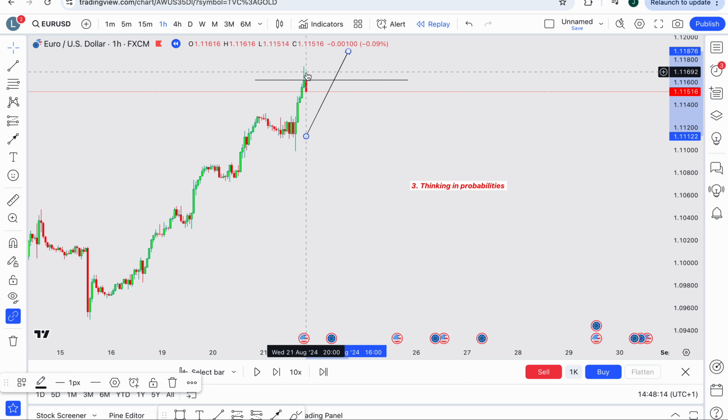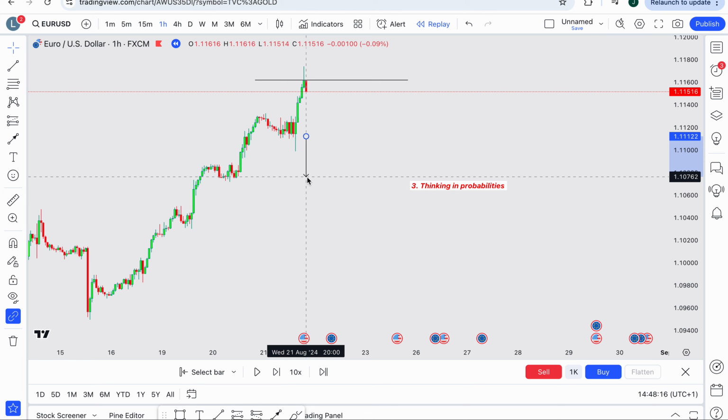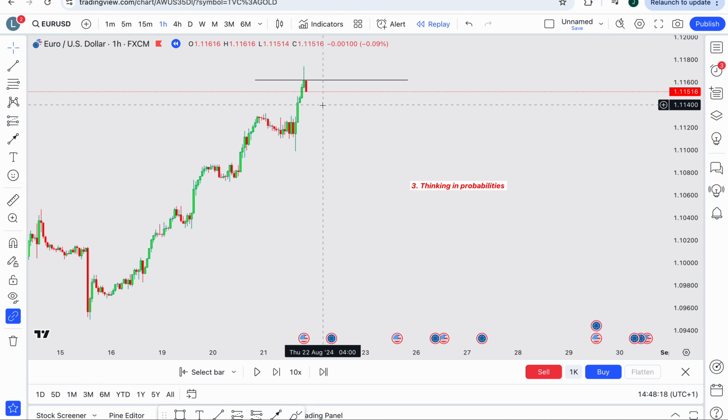Especially because it's getting to evening time now. I want to go and sit down and chill with my family and relax. I don't really want to be trading. So thinking of probabilities is going to help you base your decisions.